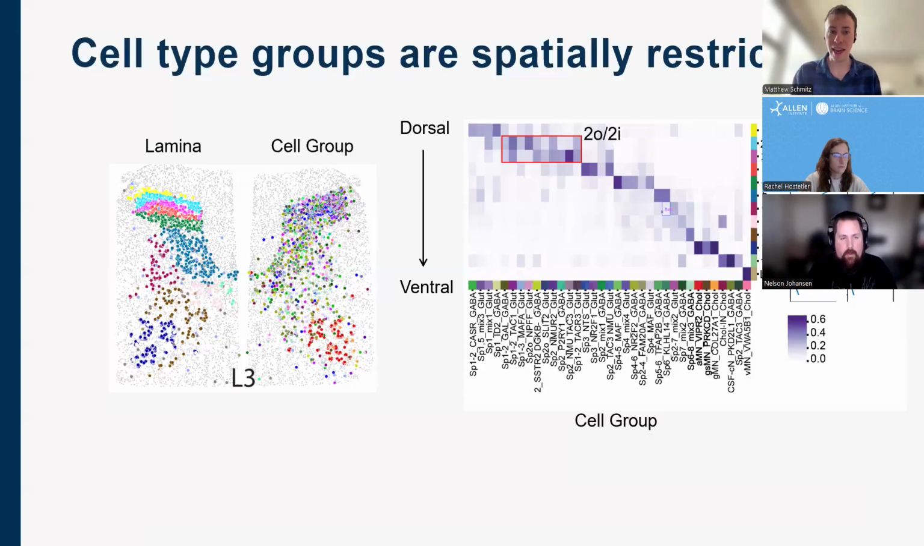you see that actually these groups are quite spatially restricted, where pretty much all of the cell types in the spinal cord are found in only 1 or 2 lamina. And this is different from other parts of the brain, where, say, in the cerebral cortex, you'll find similar types of, say, interneurons across many cortical layers.